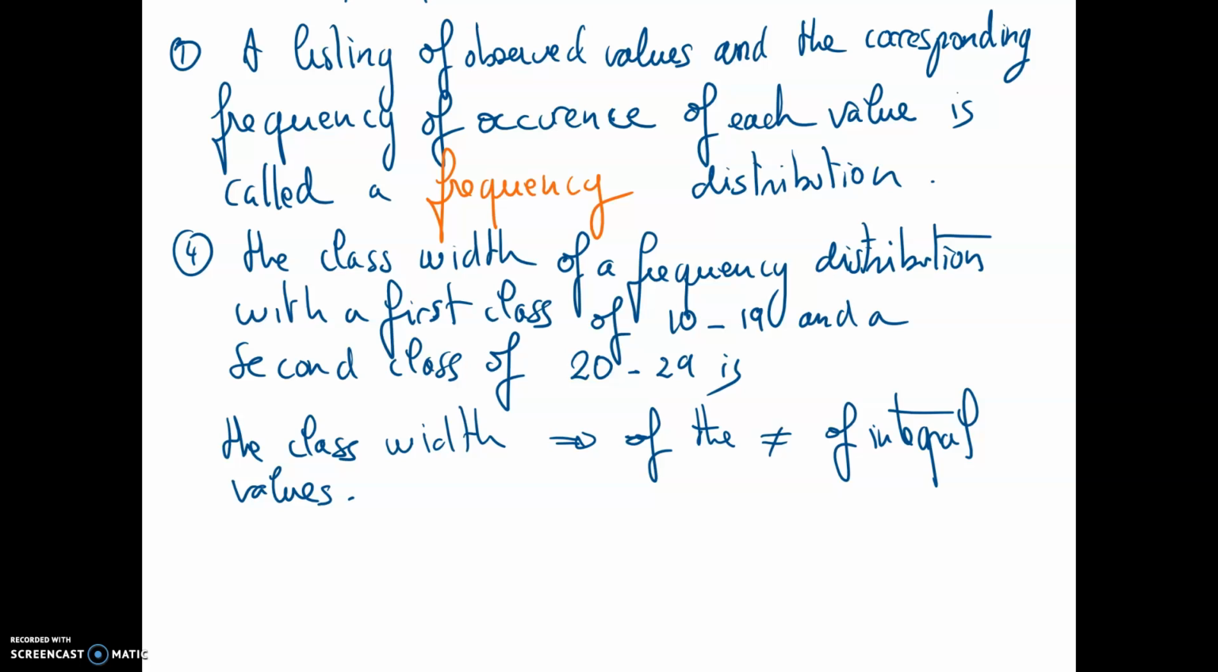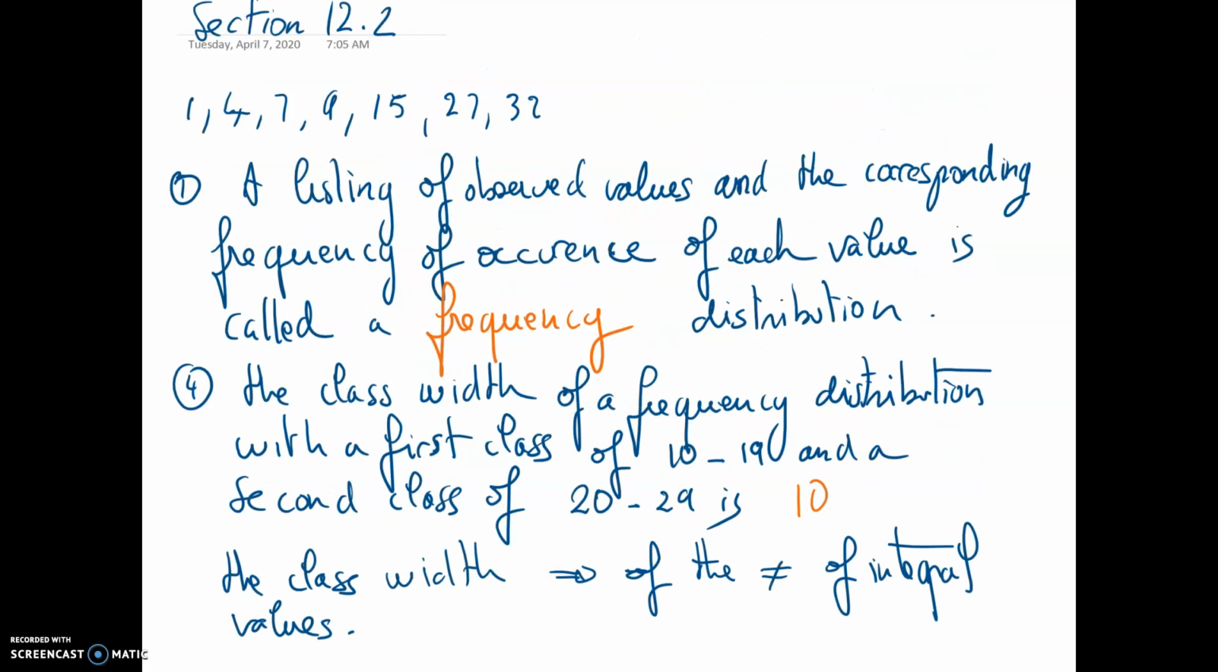Problem number 4. The class width of a frequency distribution with a first class of 10 to 19 and a second class of 20 to 29 is what? Well, the class width corresponds to the number of integral values. When I count, I got 10, 11, 12, 13, 14, 15, 16, 17, 18, 19, or 20, 21, 22, 23, 24, 25, 26, 27, 28, 29. I suggest that you use your finger and you will see that the number of integral values is 10.